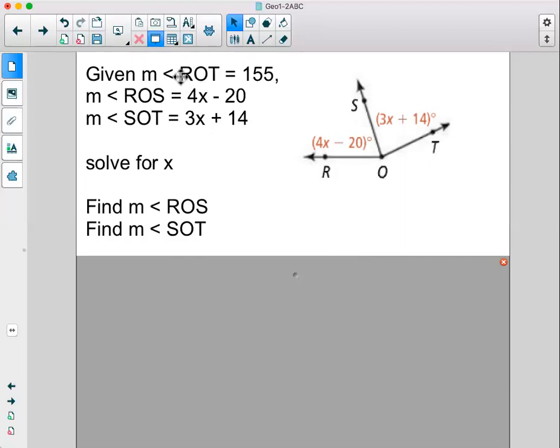So here we're told the measurement of angle ROT, this whole big angle, is 155. We're told the measurement of ROS is 4x minus 20. And we're told the measurement of SOT is 3x plus 14. And if you were just given this, you always want to write right on your diagram first thing. Now, these two angles do not overlap and there's no gap between them, so we can use the angle addition postulate. This angle measurement plus this angle measurement will equal this whole angle measurement.